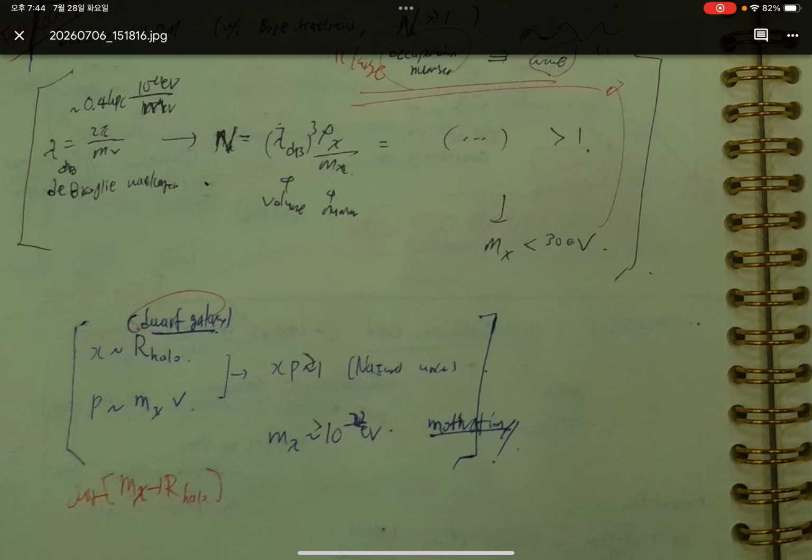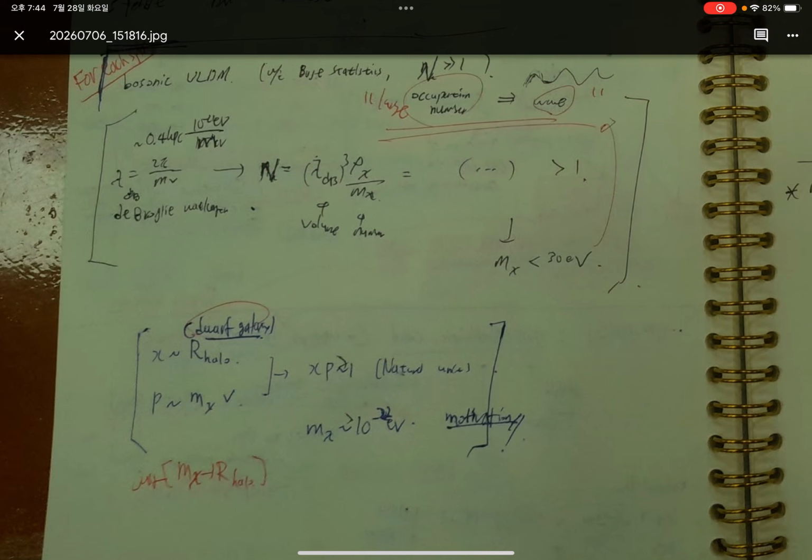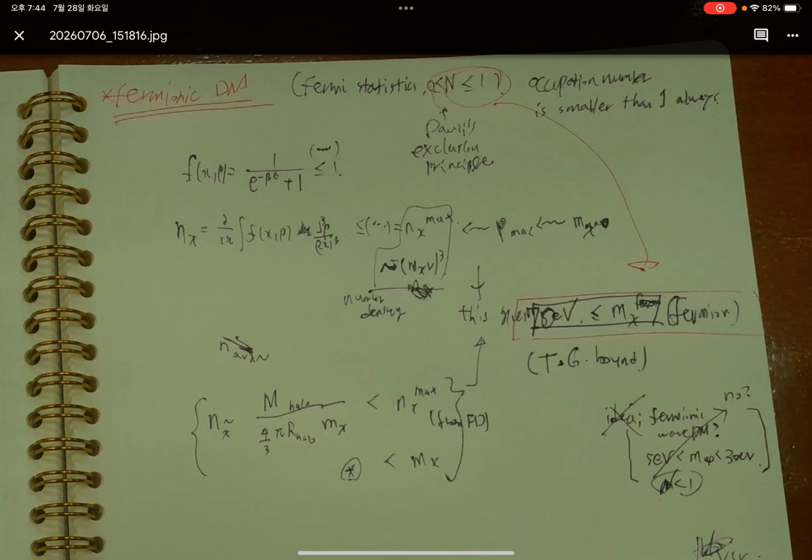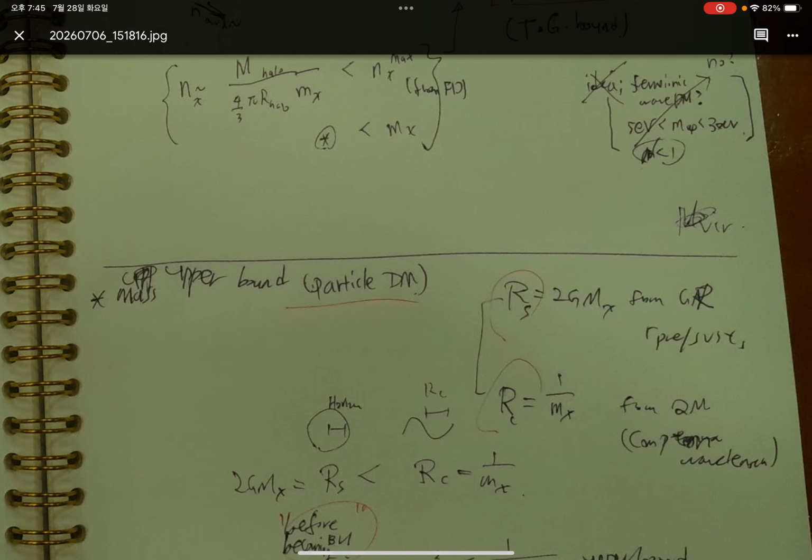For the specific radius size or scale of the dwarf galaxies, it can be motivated by the 10 to the minus 22 electron volt, very ultralight dark matter scale. But for the case of fermionic dark matter, the occupation number should be smaller than 1 due to the Pauli exclusion principle. So by using that, we can obtain the lower bound of the fermionic mass as about 70 electron volt, the so-called Tremaine-Gunn bound.